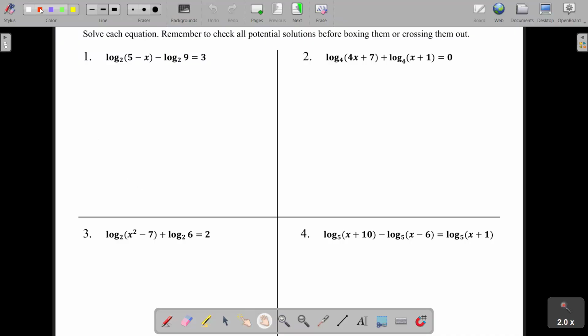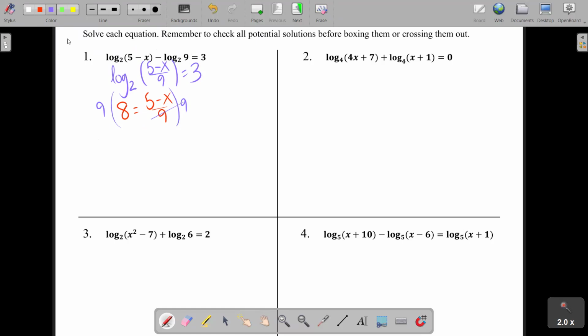Okay, problem one. First thing we're going to do is condense our logs. So we are going to have log base 2 of (5 minus x) over 9 equals 3. And then on this whole page, we just want to be hitting it with the water cycle. So we're going to do 2 to the third, which is 8, and then say 8 equals (5 minus x) over 9. And then we're going to multiply both sides by 9.